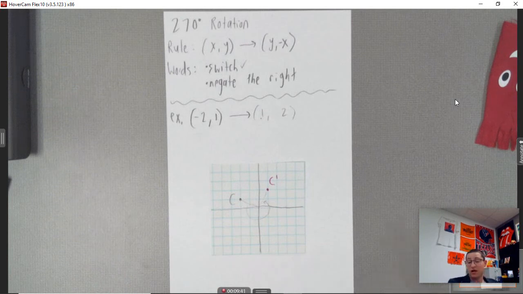Now, if you were to do one more 90 degree rotation all the way around, you're going to end up at that 360 mark. So that would be like rotating the point all the way around, and then it would end back up right where it started. All right? That is rotations.